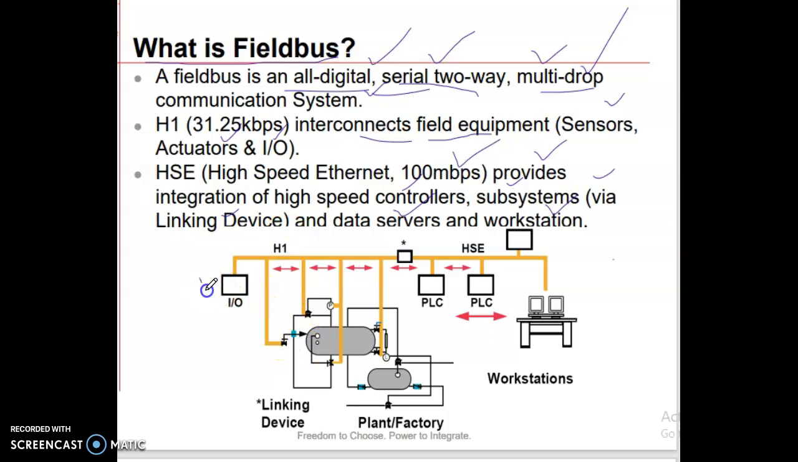Here is the IO device, and this is high speed Ethernet 100 Mbps. The programmable logic controller, PLC, is connected here, then the linking device, plant and factory, workstations. This is from the plant factory, from the sensor, the field equipment. From here, sensing, getting information in this HSE high speed Ethernet. Then PLC connected, and PLC to workstations connected.